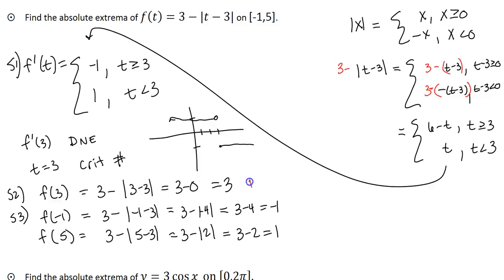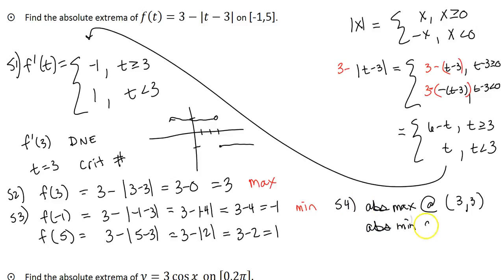So we can see here that the 3 is the max and the negative 1 is the min. So for step 4, we have the absolute max at the ordered pair (3, 3), and we have the absolute minimum at the ordered pair (negative 1, negative 1).